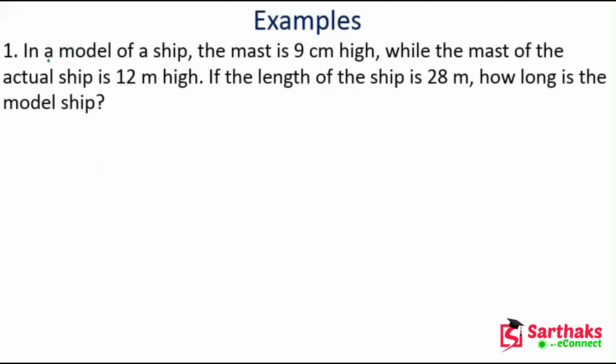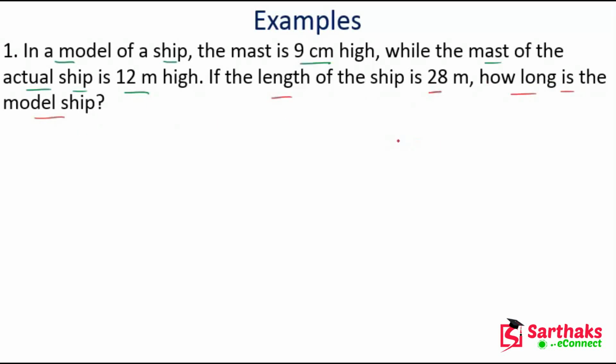Understand? Yes, now the question number 1 is: in a model of a ship, the mast is 9 centimeter high, while the mast of the actual ship is 12 meter high. You can observe that we have two ships, one is the model of the ship and the other is the actual ship. If the length of the actual ship is 28 meter, how long is the model ship?